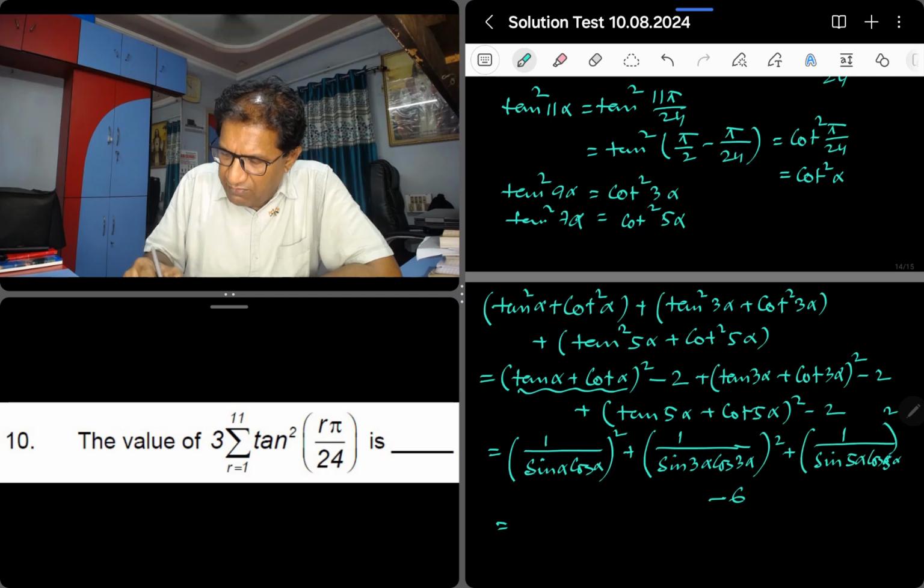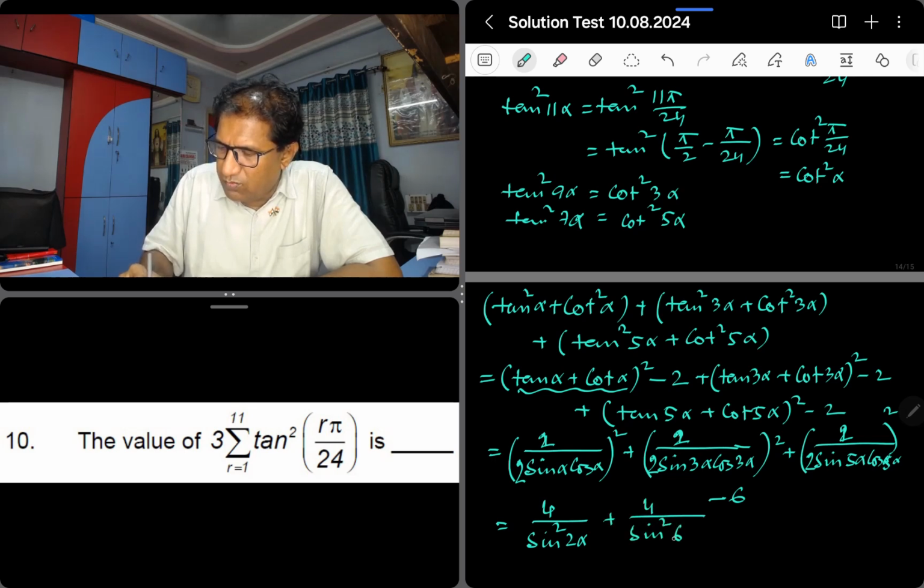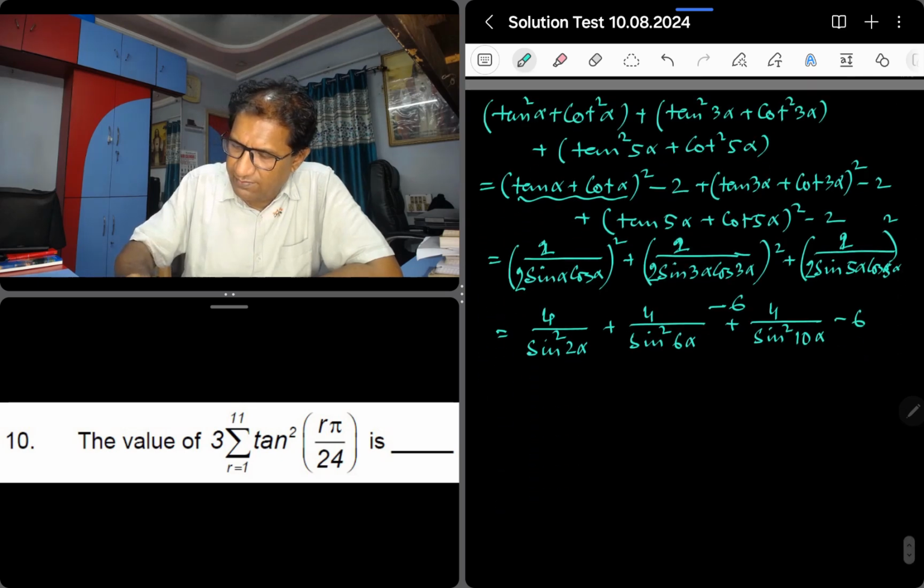So if we multiply with the 2, here if we write 2, and if we give a 2 over here, so we are basically getting 4 over sine square 2 alpha, sine square 6 alpha, sine square 10 alpha minus 6.